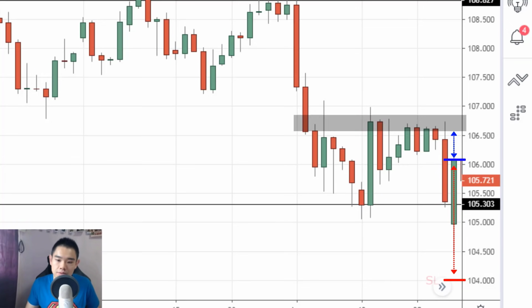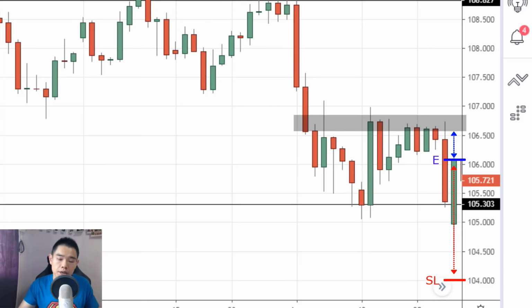Let's call this SL. That is your distance, and your reward is just here. From a risk to reward standpoint, it's not very attractive if you ask me. So this is why, even though it's a false break setup, it's a setup that I don't want to trade.